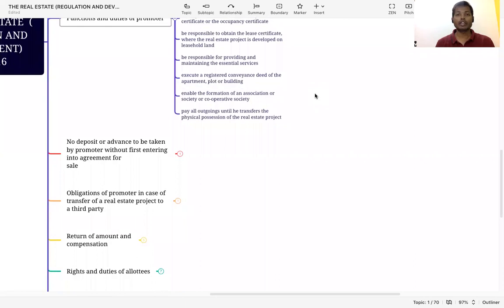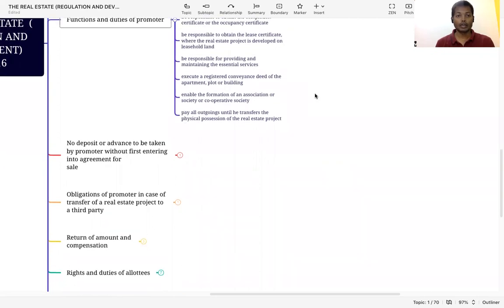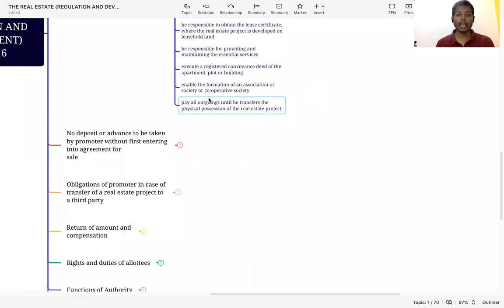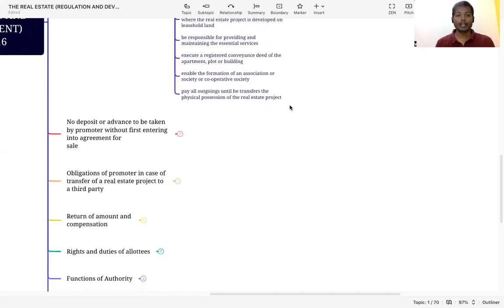Promoter also executes the sale deed, conveyance sale deed for the apartment or the building in the name of the buyer. So this is an important duty of the promoter. Promoter also enables the formation of the association or the society or a cooperative society for that project once the project has been handed over to the general public.